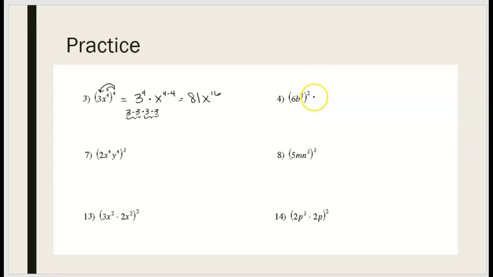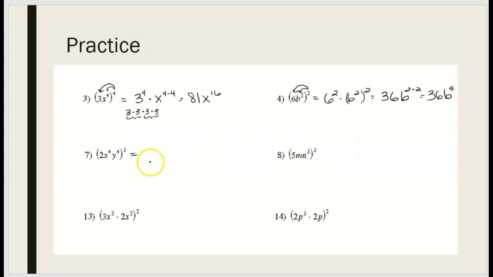Take a minute, work out number 4, and we'll check when you get back. Okay, let's see what you got. So remember, because this 6b squared is all enclosed in the parentheses, that means that exponent of 2 is going to apply to the 6 as well as to the b squared. So this is 6 squared times b squared squared. Okay? All right, so that is 6 times 6 is 36 times b to the 2 times 2, which is 36b to the 4th power.